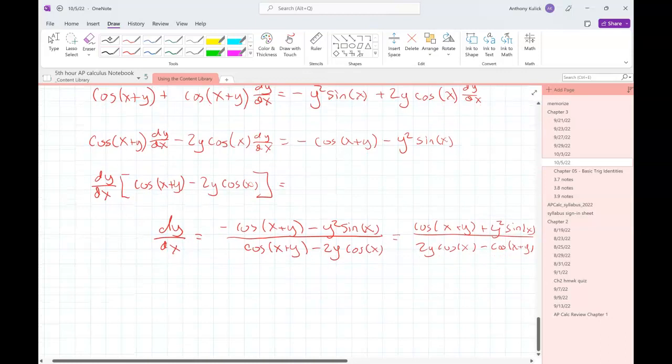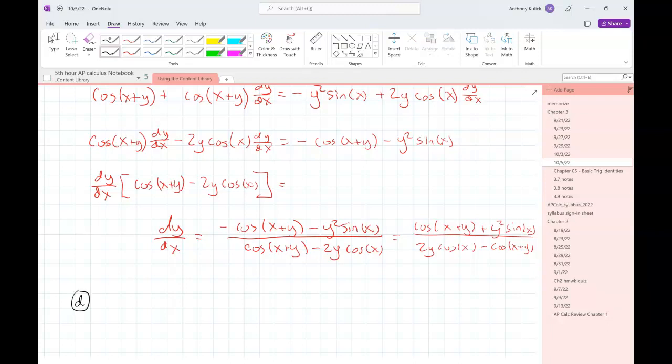Another example. What letter am I on? D or something? Call this a new example. So let's say we have x to the fourth plus y to the fourth equals 16. It's a pretty terrible looking 6, Mr. Kulik. And we want to know what the second derivative of y is equal to.